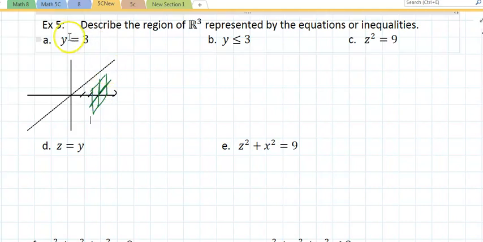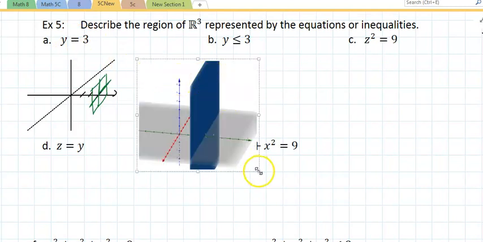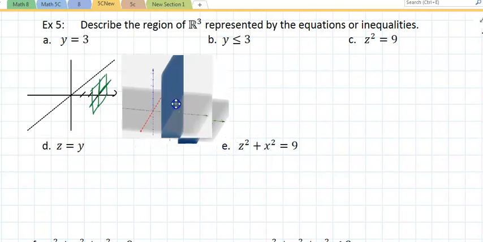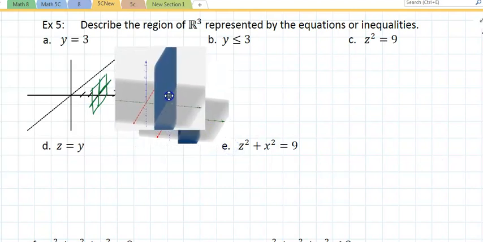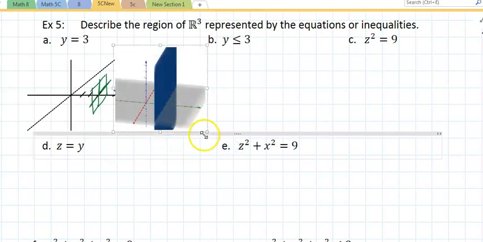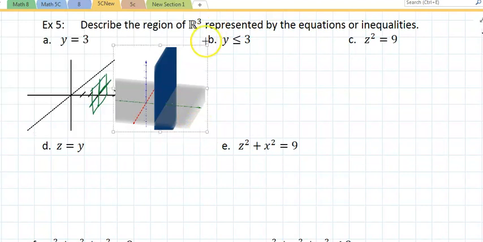I have graphed this, of course, on GeoGebra, and it looks like this, much nicer. But just to get an idea, of course, you should practice graphing this by hand. That's really what counts. What if I say y is less than or equal to 3? What do you think is going to happen?